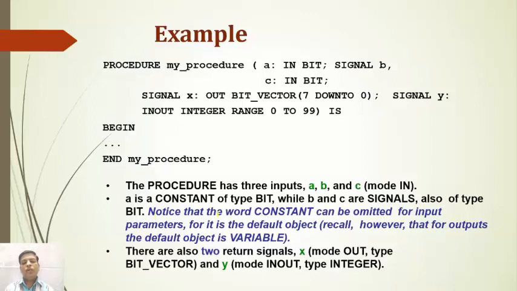Notice one thing: the word constant can be omitted for input parameters, for it is the default object. Recall however that for outputs the default object is a variable. There are also two return signals: signal X, mode out and type bit_vector, and signal Y, mode in out and type integer, with range from 0 to 99.